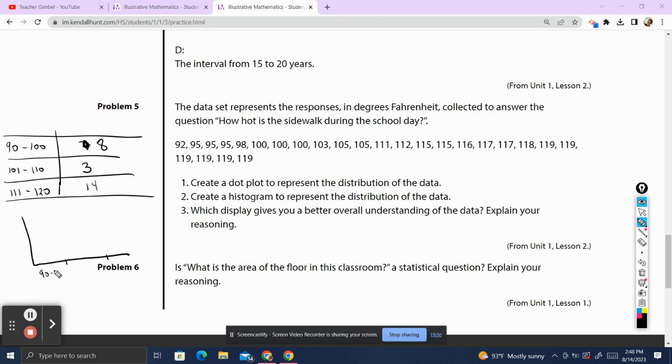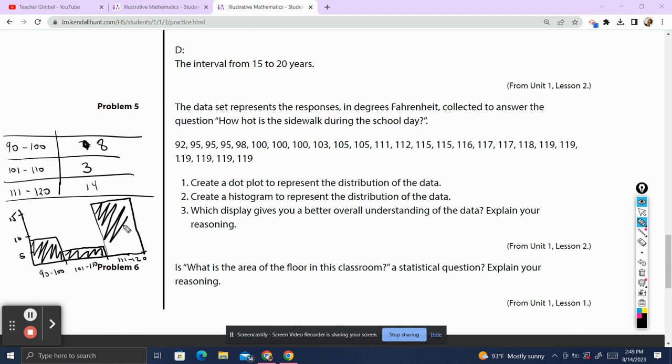A histogram always requires an axis. I'm going to put my bins down on the bottom. The bins are always on the bottom for a histogram. And then my third category is 111 to 120. And over here, I'm going to include my counts. We're going to do 5, 10, 15. We're going to start with our lowest bin, not our smallest number. The lowest bin is 90 to 100, which has 8 values, which is going to be a little bit below the 10. So he's going to go right there. The next bin has 3, so we're going to put him a little bit below the 5. And then finally, we have this last pretty large bin that goes up to 14.